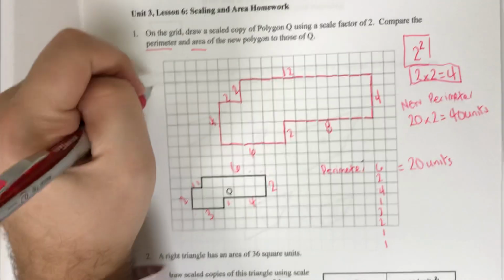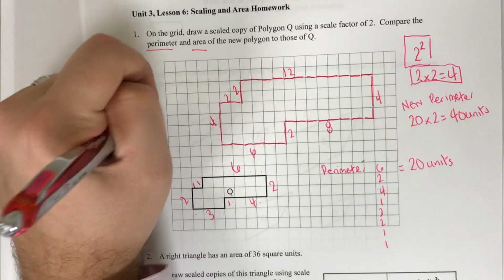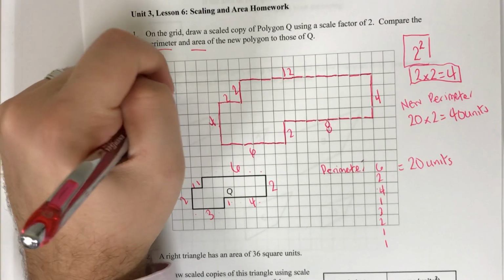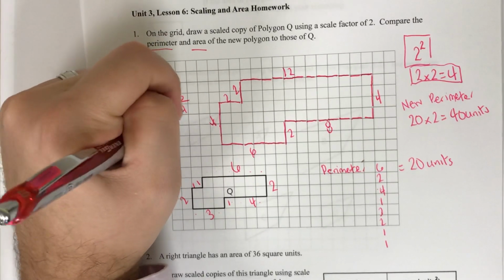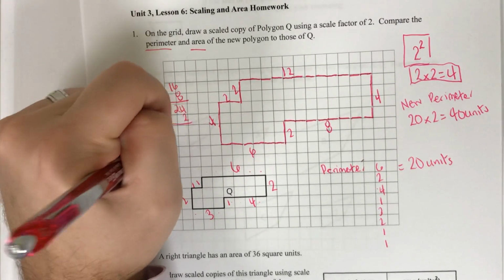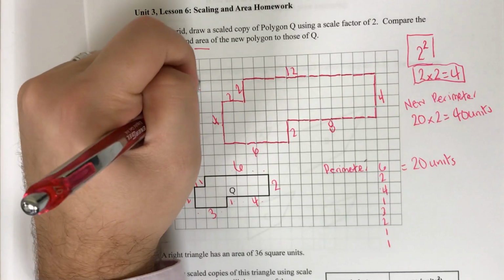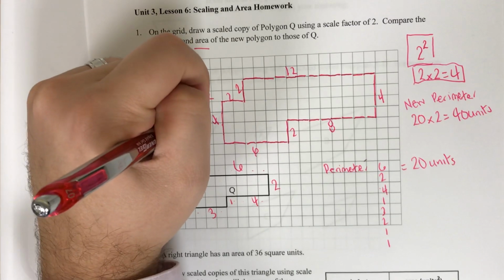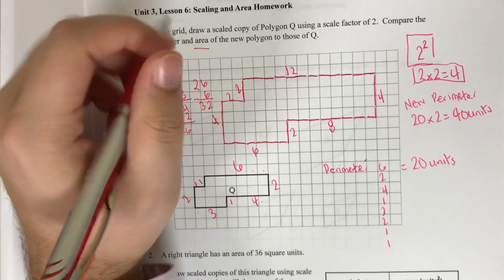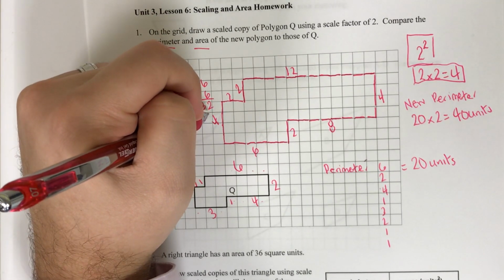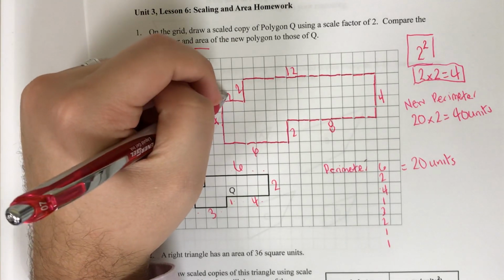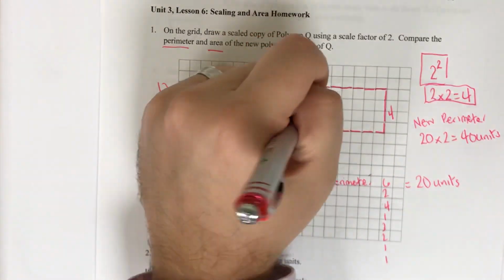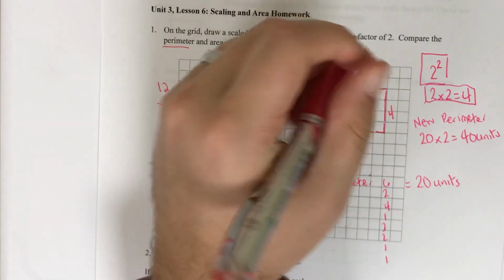So we have 12 plus 4, that makes 16. Then 16 and 8 makes 24. Then plus 2 is 26. Then 26 plus 6 makes 32. Then another 4 is 36, 37, 38, 39, 40. So perfect, the new perimeter of the scaled copy is 40 units.